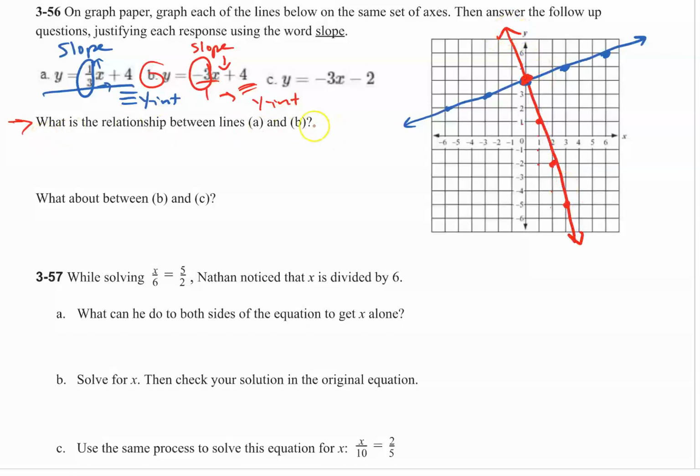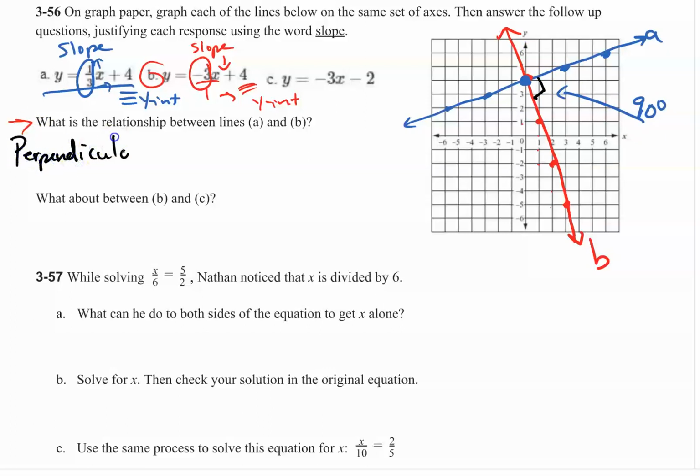Okay, what is the relationship between A and B? This is B, that's A. And I say that this is 90 degrees in the middle. This is a perpendicular situation. Here's why.